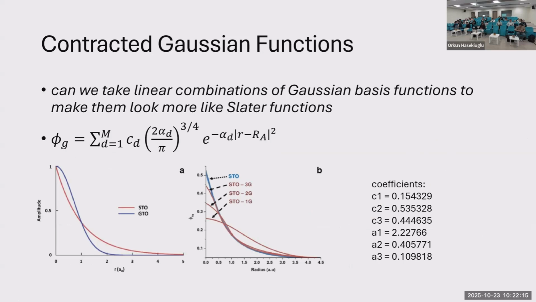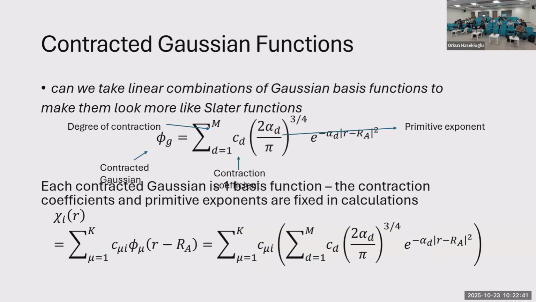Can we take linear combinations of Gaussian basis functions to make them look more like Slater functions? That is the question, and the answer is yes, we can do that. Here is the expression to do that. We have an alpha_d term and a c_d term, the coefficients and exponents that need to be optimized, or fitted, in this case.